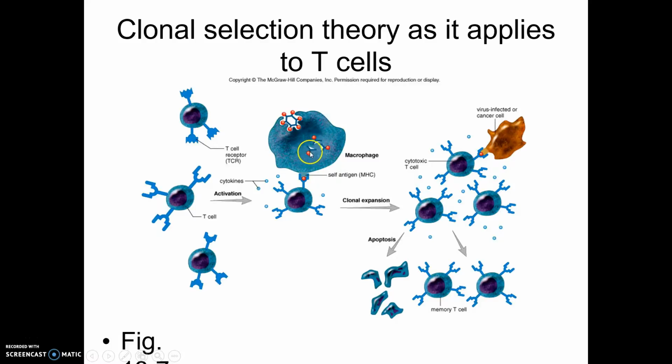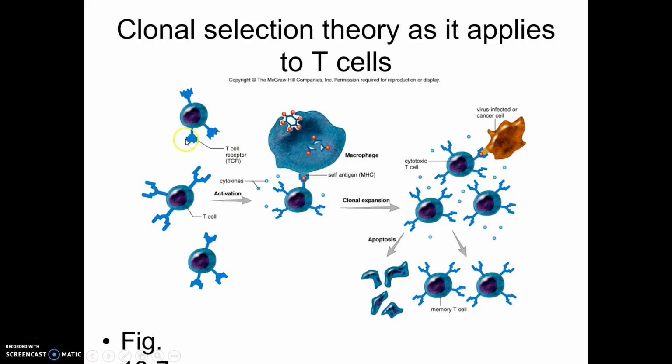Let's say that this little thing right here is the antigen. This cell will break it down. It will form its own proteins called MHC, major histocompatibility complex proteins, and it will display what it broke down on it. Then it will go looking for the T cell that recognizes that specific antigen.